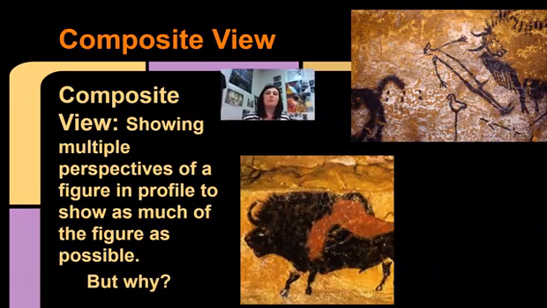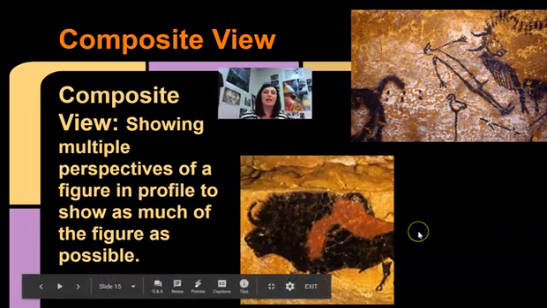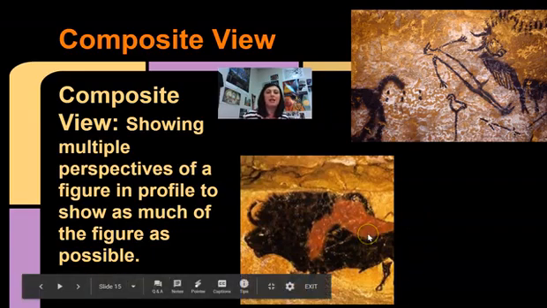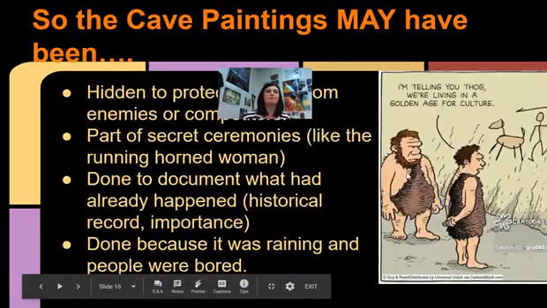We also see them use something called Composite View, which means that you show the animals in profile, like this is my profile, all right, but they show them in different views of the profile so that you see as much of the animal as possible. For example, in this bottom one, you can see the side of the animal and also the side of the face, but sometimes they would have the face facing you so that you could see a composite or mixed view of the animal to see as much of it as you can.